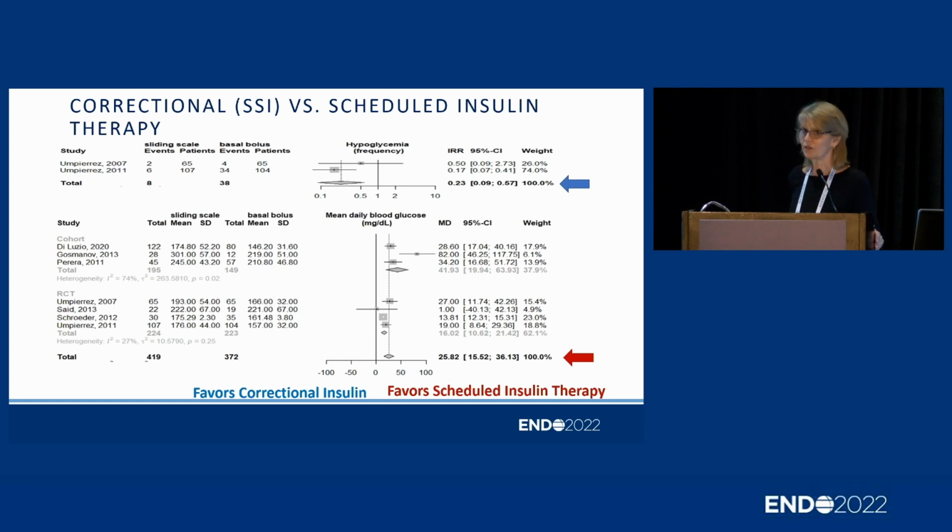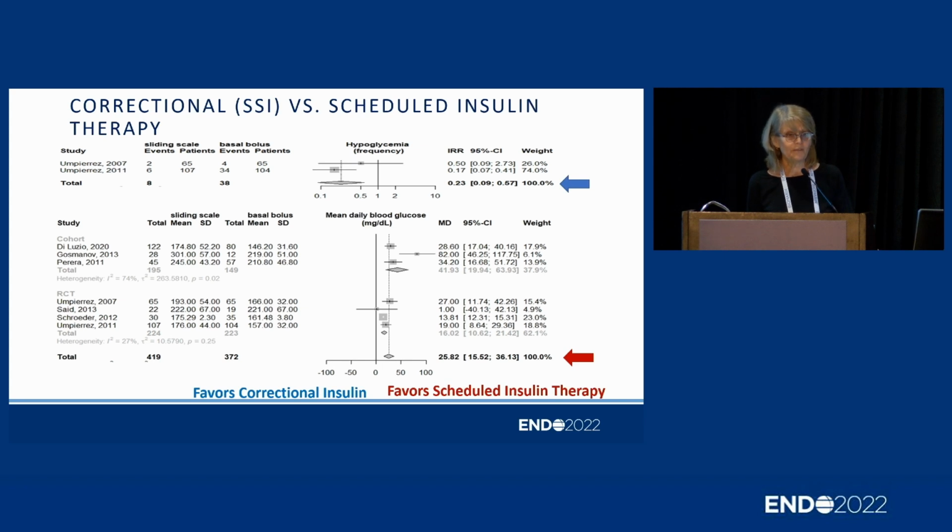associated with this particular question. Here at the top we have hypoglycemia. And you can see that if we look at hypoglycemia alone, it favors the use of correctional insulin alone compared to basal bolus insulin. But if we look at mean daily glucoses, it favors the use of basal bolus insulin, where the mean daily glucose level was about 26 milligrams per deciliter less, is sort of the mean data from all the studies that we looked at.